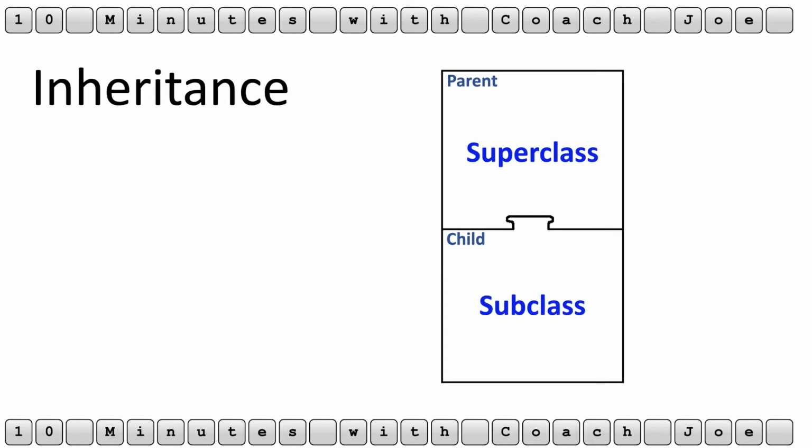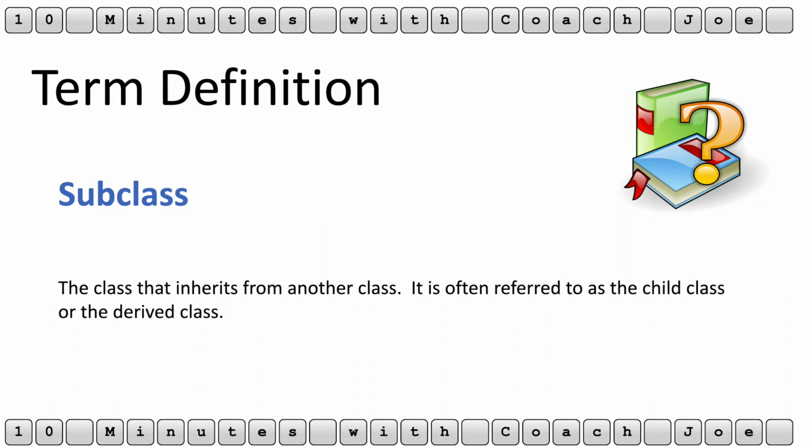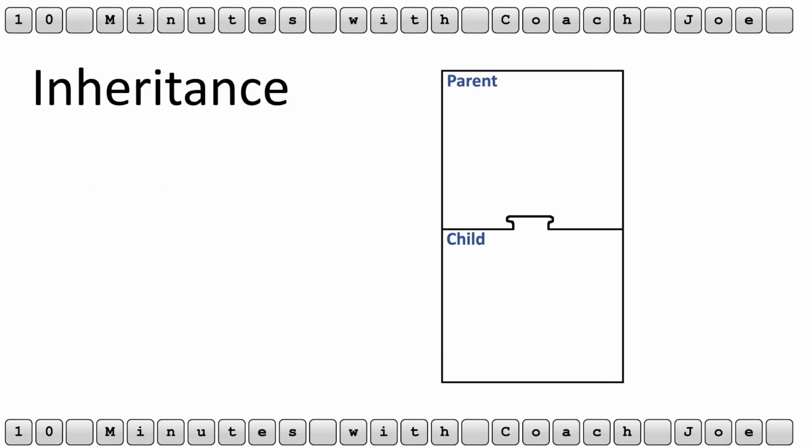These two classes can be called the superclass and the subclass. The superclass is the class being inherited from. It is often referred to as the parent class or the base class. The subclass is the class that inherits from the superclass. It is often referred to as the child class or the derived class. Both classes should follow all the rules of encapsulation.